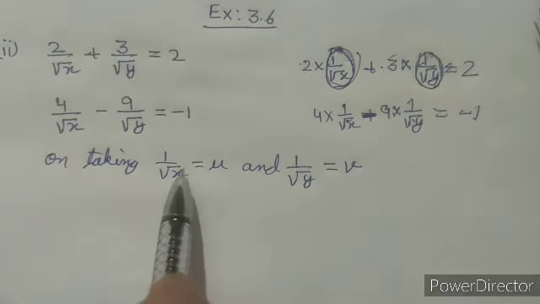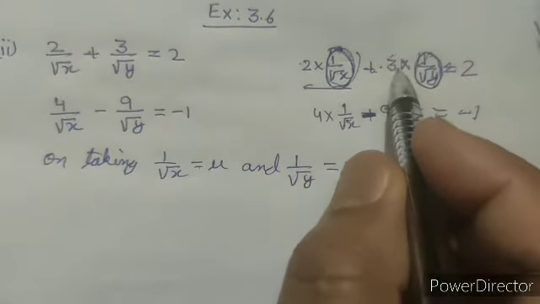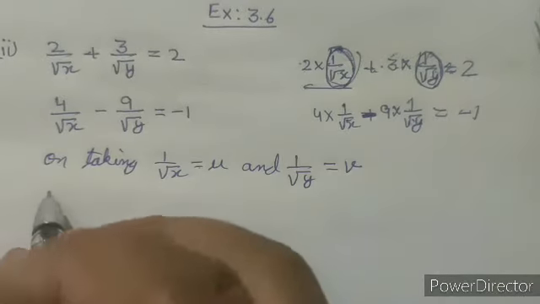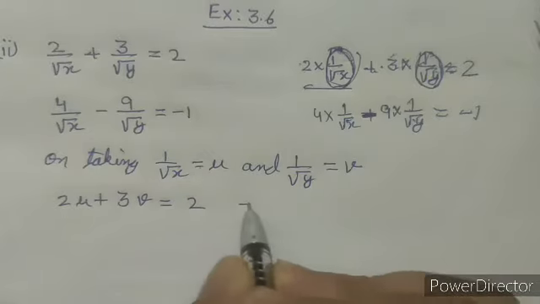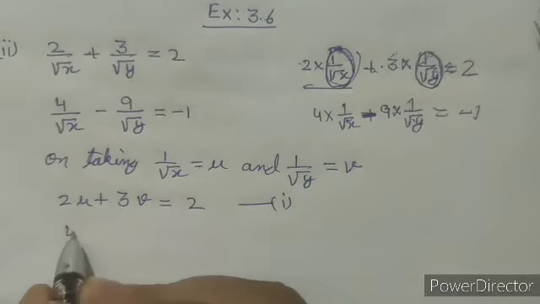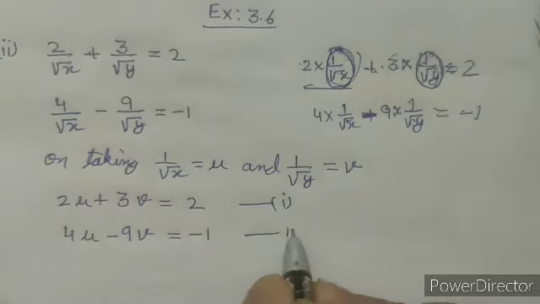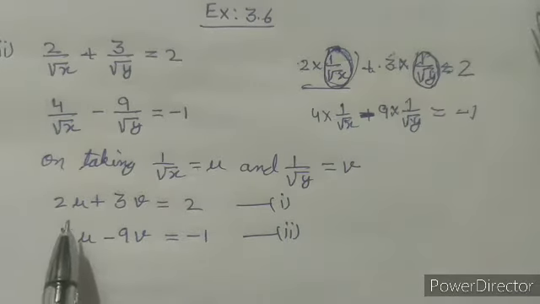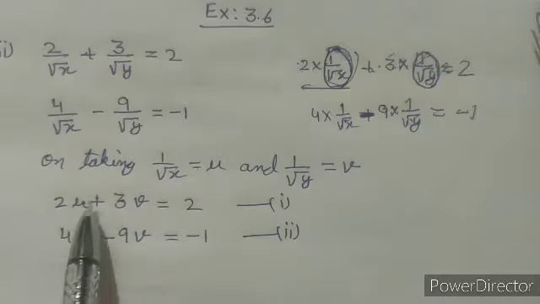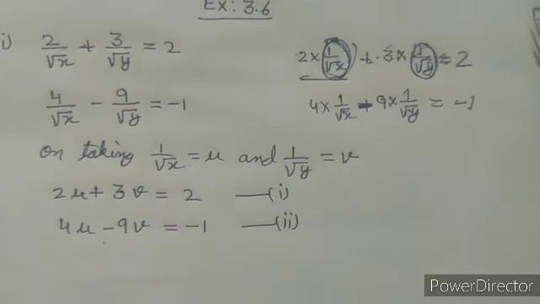Now if we take 1 upon root x as u, the first equation will become 2u plus 3v equal to 2. And the second equation will be 4u minus 9v equal to minus 1. Now we can solve these two linear equations in two variables u and v by any of the methods we have studied earlier. Now I am using here the elimination method.